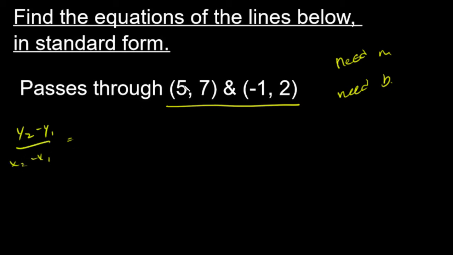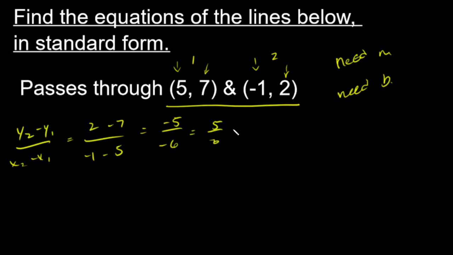And so that's going to be, if I have this the first, this is the second, you've got y sub 2, 2 minus y sub 1, which is 7, and then x sub 2, negative 1, minus x sub 1, which is 5. You get negative 5 over negative 6, which is 5/6. All right, negative 5, negative 6, yep. So that's your m, and now you need to find b.